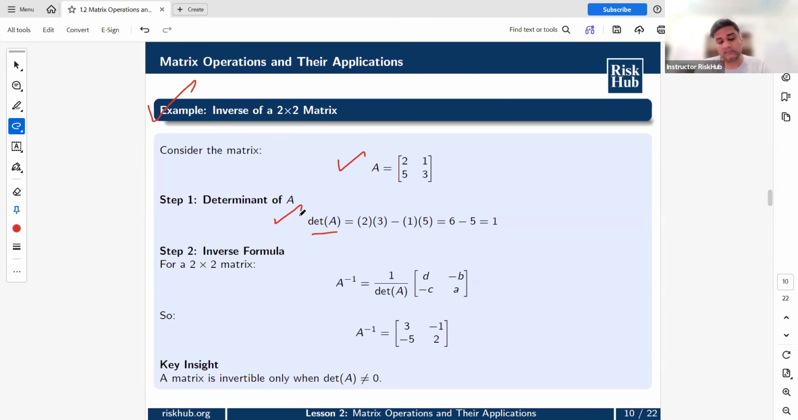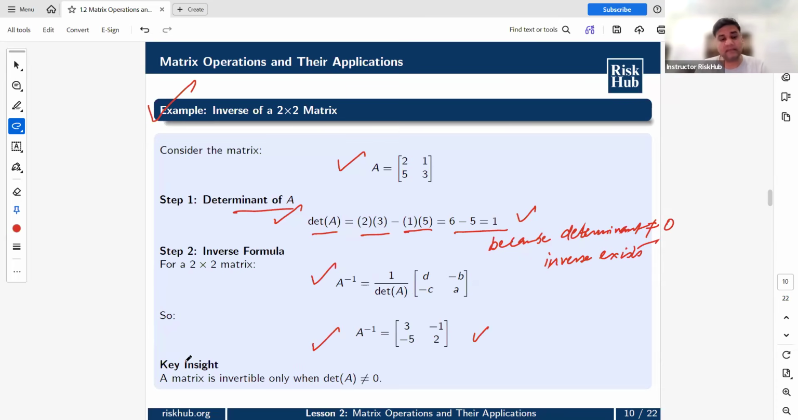And what is happening here is that the determinant of A we are trying to find, which is 2 times 3 minus 1 times 5, is equal to 6 minus 5, is equal to 1, right? Because the determinant is not equal to 0, inverse exists. Okay, so the inverse formula we have, right, which is 1 by determinant of A, times D, minus B, minus C, A, right? And the result is this.